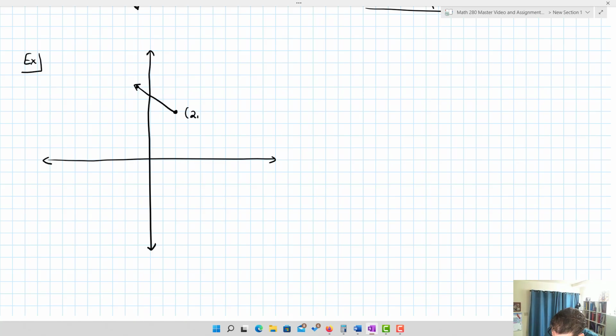So 2, 4 and negative 1, 6. Okay, so you can see that it's actually pointing kind of like going to what would be the equivalent of the west. Now what we'll do is we'll create the standard position vector. Okay, so here's my standard position vector anchored at the origin. So to anchor at the origin, I went down 4 and over 2 to the left. So I'm going to do that with my terminal point.